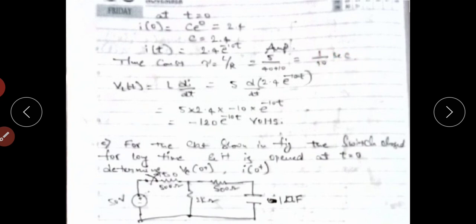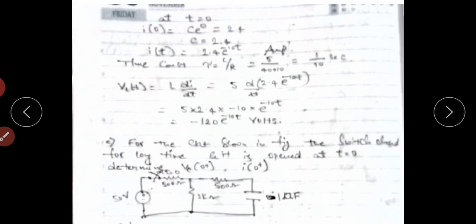So next, voltage across the inductor VL of t equals to L into dI by dt. L equals to 5, d by dt of I of t. I of t equals to 2.4 into e power minus 10 into t. So finally the voltage across the inductor, 5 into 2.4 e power minus 10 t differentiation, minus 10 into e power minus 10 into t, it equals to minus 120 e power minus 10 into t volts. So this is the voltage across the inductor expression.